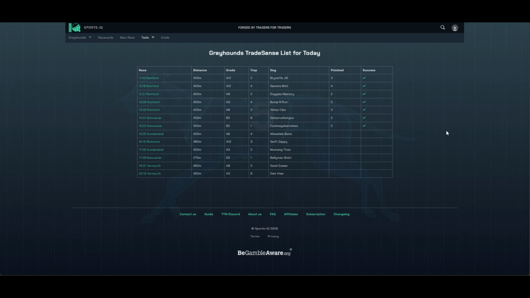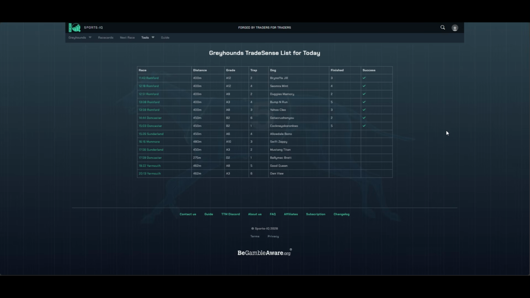Looking at today's list, you can immediately see the selections identified by TradeSense. These are the dogs that have triggered the system, not because they're expected to win, but because they're expected to underperform relative to what the market might be suggesting.